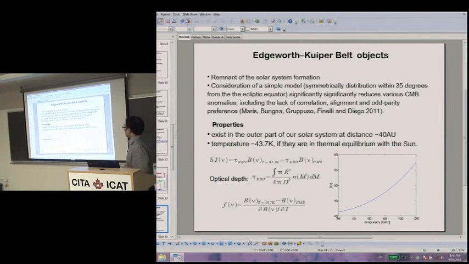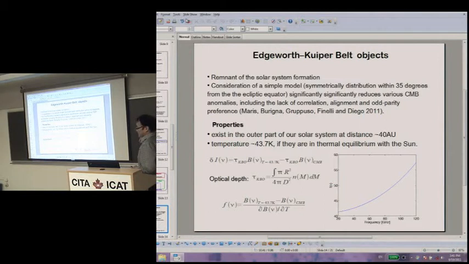Recently this group proposed an extended Kuiper belt type of object as maybe the underlying origin of these various anomalies. This group considered a simple model with a simple morphology, cylindrically symmetric around the ecliptic, and they removed this template from the CMB map. They claim the level of angular correlation, alignment, and odd-parity preference are gone. So what is this Kuiper belt type of object? It's the remnant of the solar system formation.